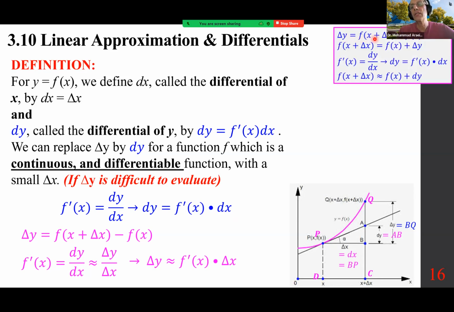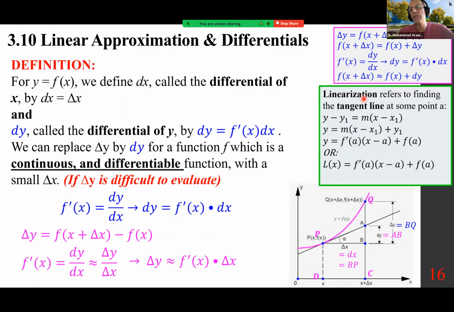So here's the summary. Delta y is precisely f of x plus delta x minus f of x. If you move the minus f of x to the right, f of x plus delta x is f of x plus delta y. In other words, this distance is f of x, this distance is delta y, and if we add these two distances, we get the distance of CQ, which is f of x plus delta x. We know f prime is dy dx, therefore dy is f prime of x dx. We can replace this delta y with dy, and equality becomes an approximation.